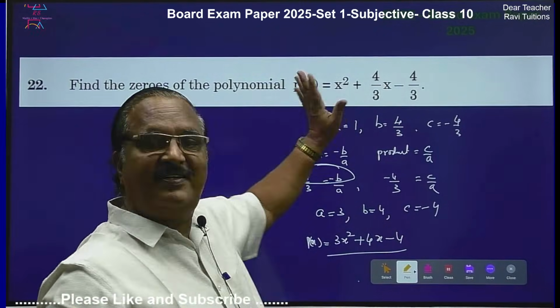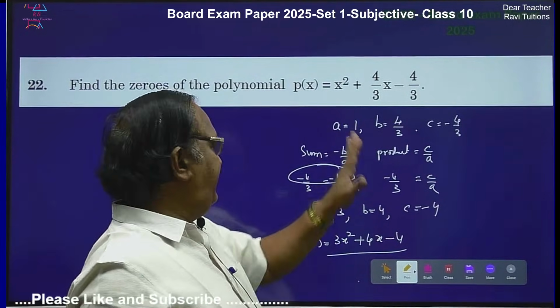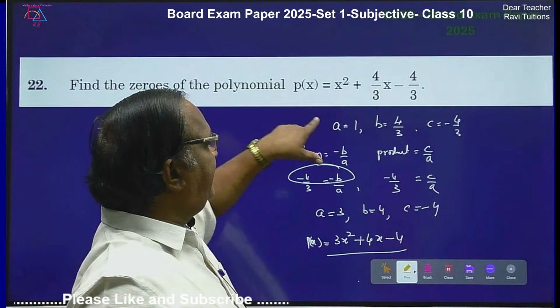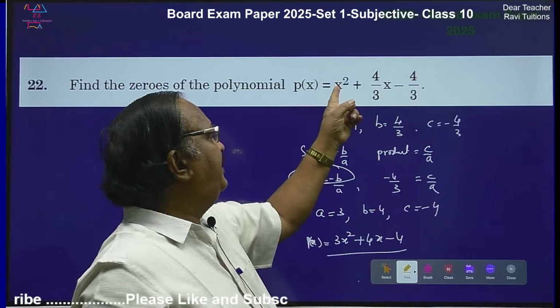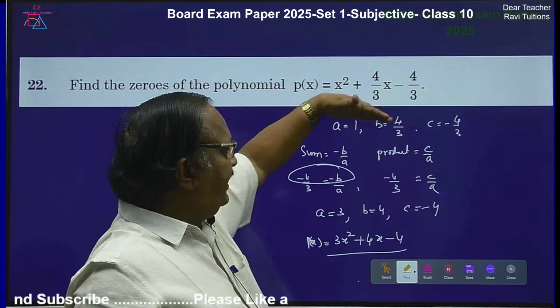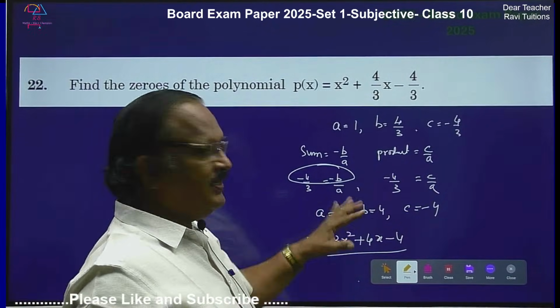So here I did not write. Actually, let the polynomial be P(x). I will write from the next sum onwards. I will write all the steps. Let P(x) be x square plus bx plus c, a is equal to 1, b is equal to, like that you have to write. And sum of zeros is minus b by a. Product of zeros is equal to c by a. Like that you have to write.